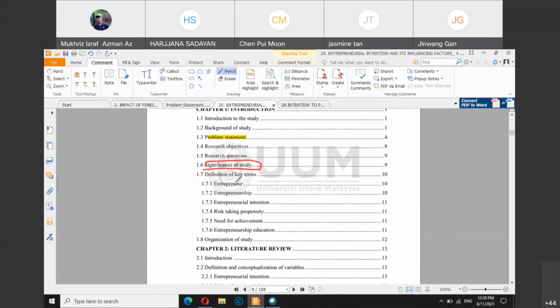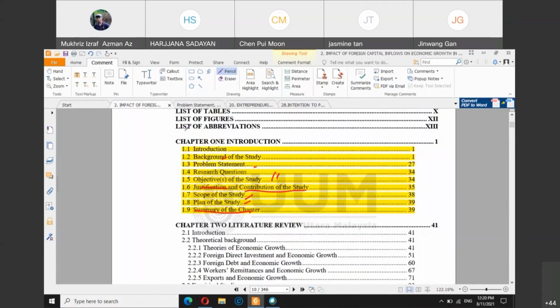And some theses have a different way to construct their chapter 1. For example, this one has key terms, which I don't need lah. So that's why I want you to follow the outline from thesis number 2 here. Straight to the point, simple to follow. After problem statement, the research question, and then the objective, and then significance of the study or contribution of the study, which is the same thing.